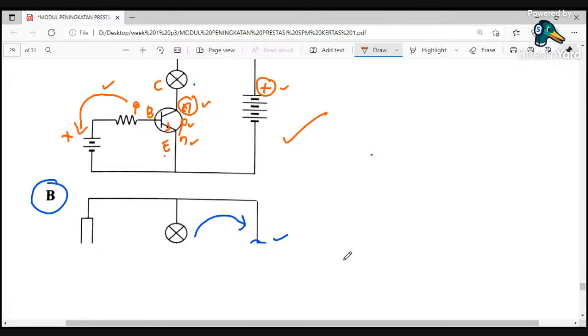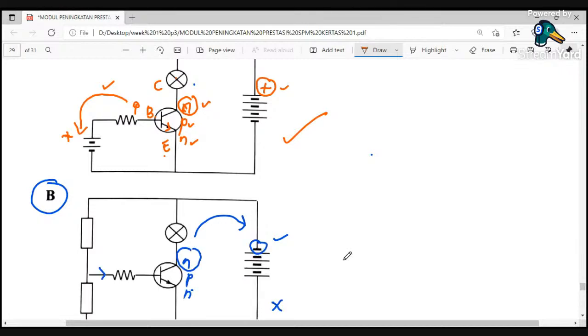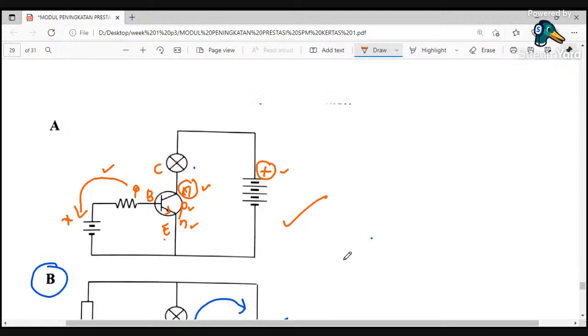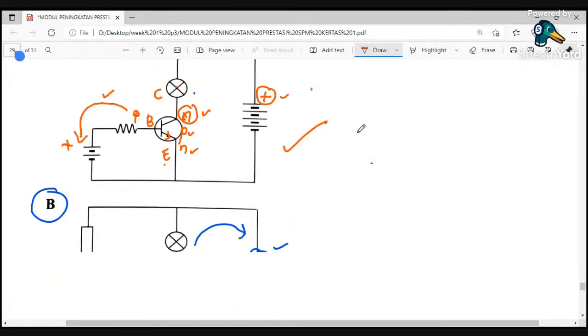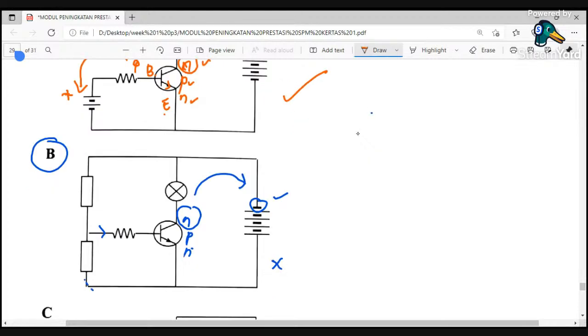Okay, saya explain dua sajalah. B, kenapa B tak boleh? Ini boleh lah, lampu akan menyala, light up. B kenapa tak boleh? Okay, tengok. Ini NPN. Dalam kes ni kita ada satu saja power supply. So means the base circuit also get electricity from the same battery as collector circuit.